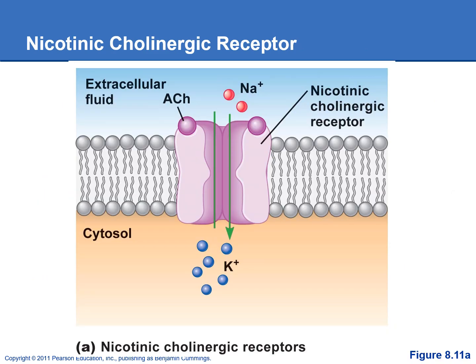All right, so let's just take a look at some pictures. Here is a nicotinic cholinergic receptor. We're going to be talking about these a lot more later on. We find these, for example, in the skeletal muscle cells. So here we have acetylcholine binding, and this is a ligand-gated ion channel, so it's an ionotropic receptor.